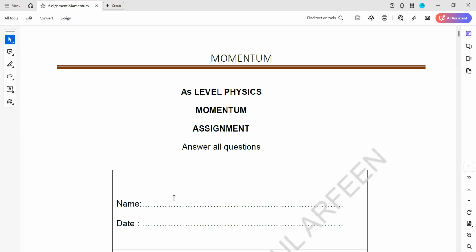And then we have conservation of momentum, which is momentum before equals momentum after. And then there is conservation of momentum in two dimensions, but that is only for Cambridge students, not for edX.